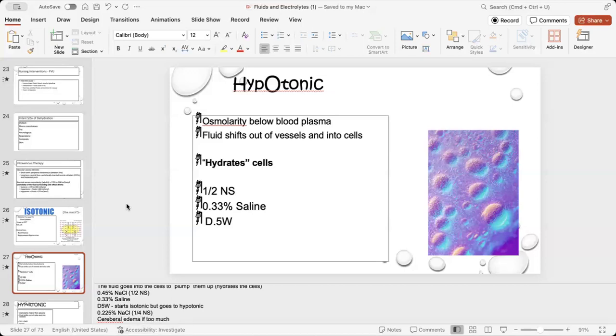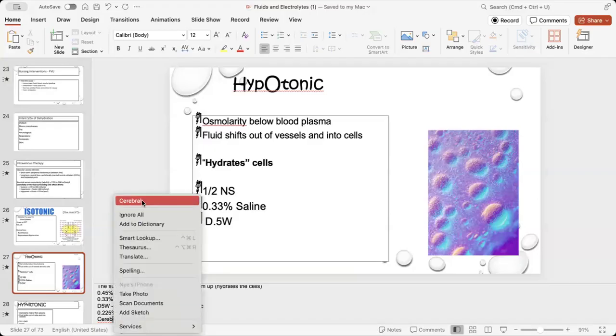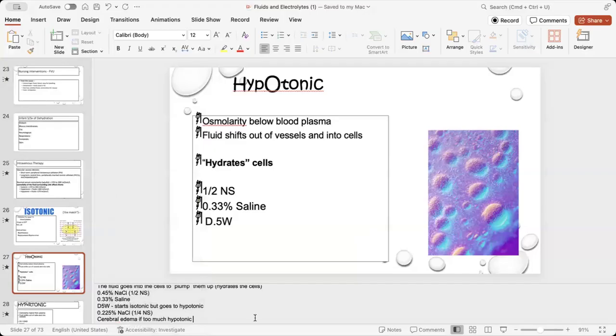Also, if my fluid is shifting out of my vascular space into my cells, what happens to my vascular space then? I have less fluid that's in my vascular space. What happens to my blood pressure? It goes down. I have less volume. So I need to watch for intravascular fluid depletion, which can cause my blood pressure to drop.